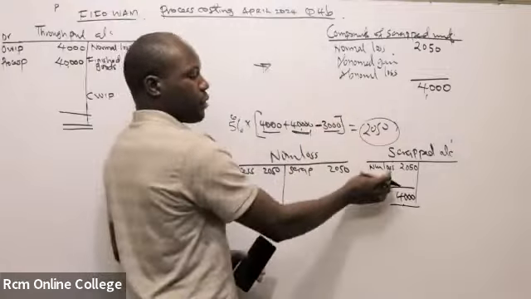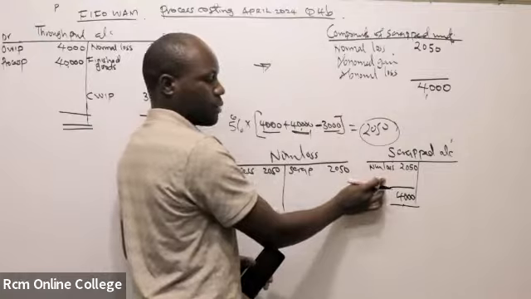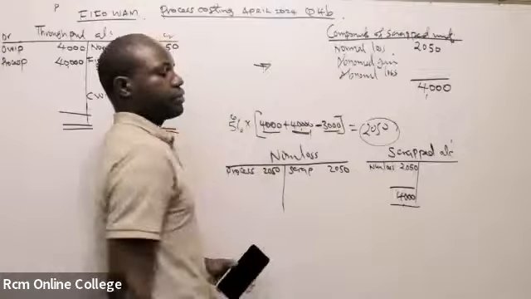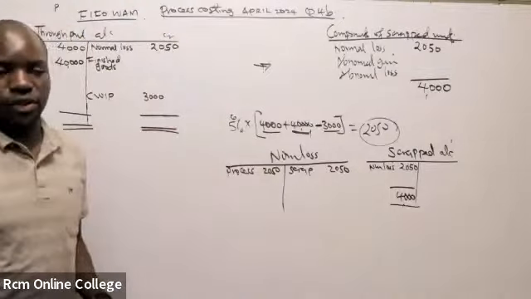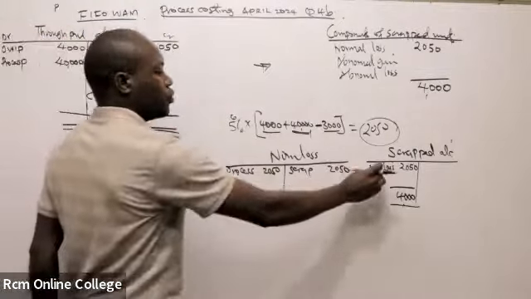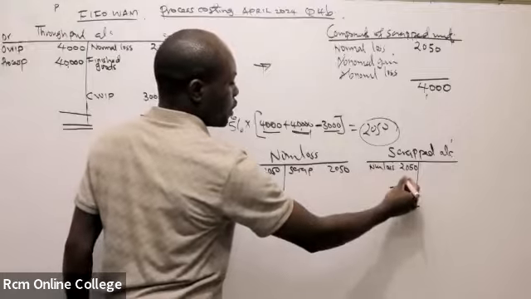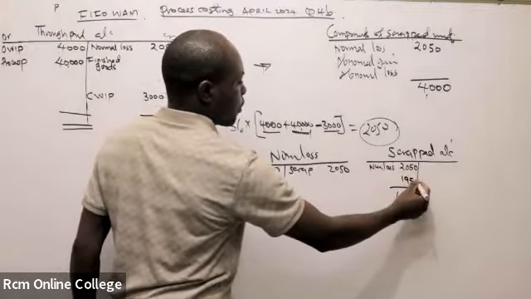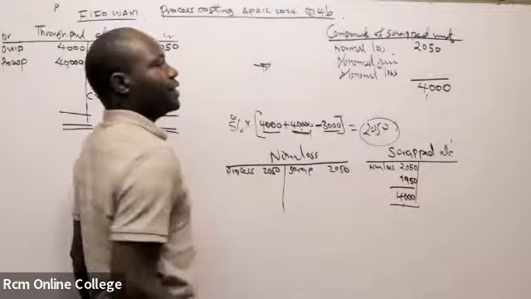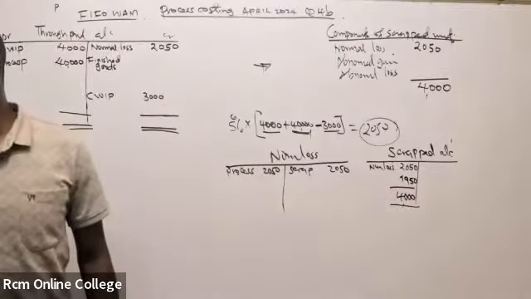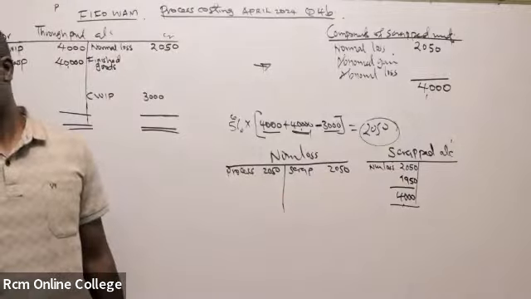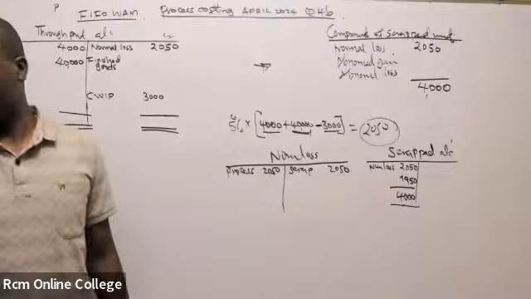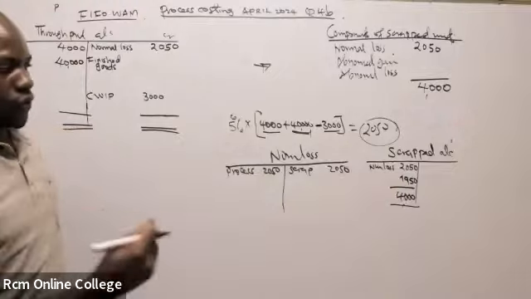Then something must happen on this side. What is that account? That will bring scrapped units to 4,000. We have been able to see it is 1950. The question is, is it abnormal gain or abnormal loss?